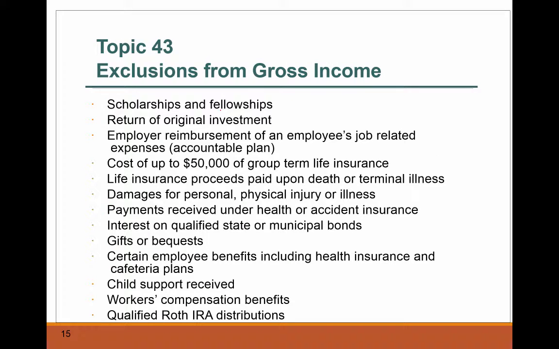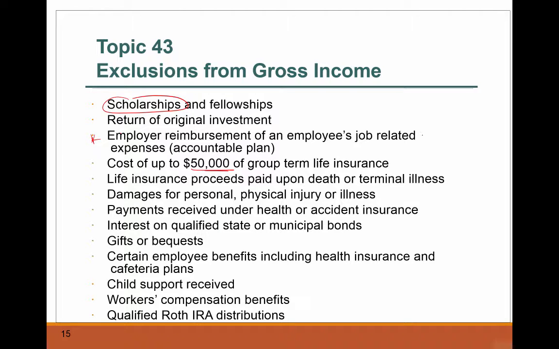Now, there are some exclusions from gross income, which is basically scholarships and fellowships, return of your original investment, and basically up to $50,000 of group life insurance you don't have to include in that, and employer reimbursement of employee-related expenses.